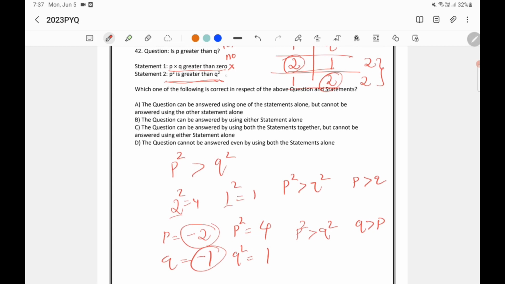So by using statement 2 also, we cannot answer the question. So the answer is D. The question cannot be answered by using either statement alone. Okay.